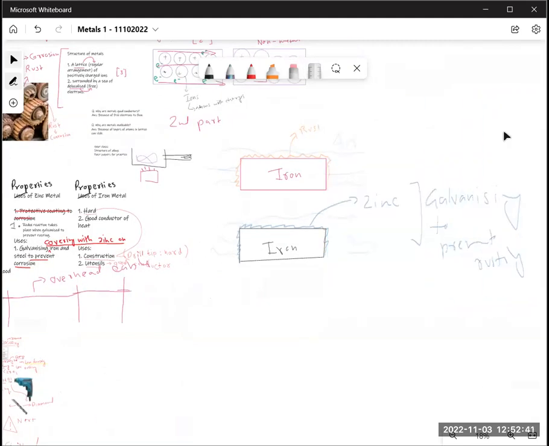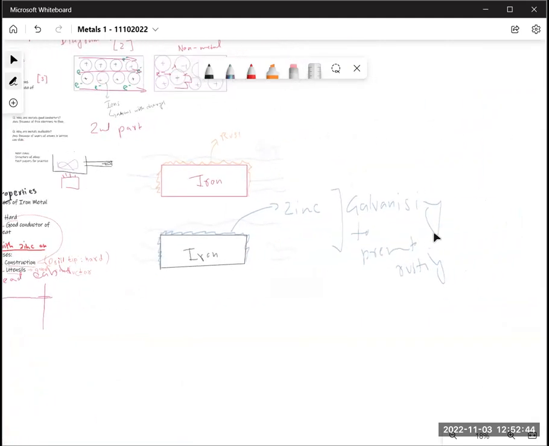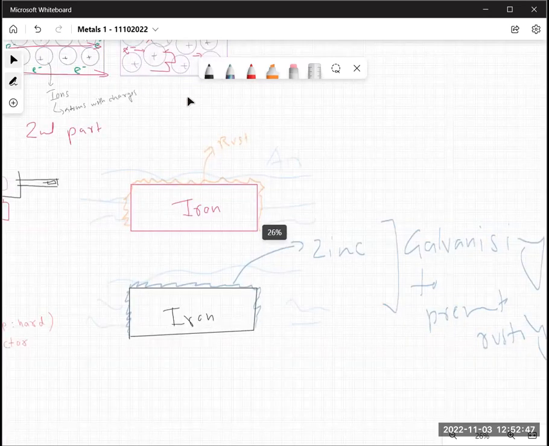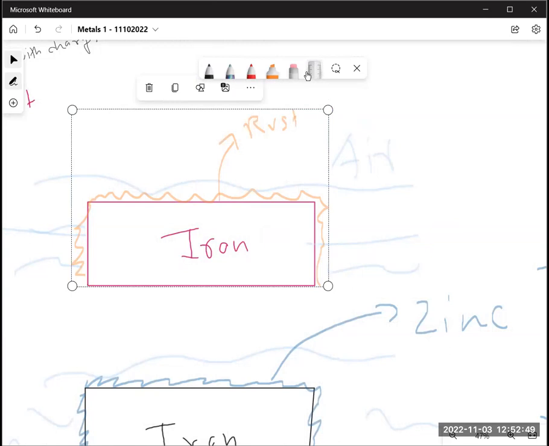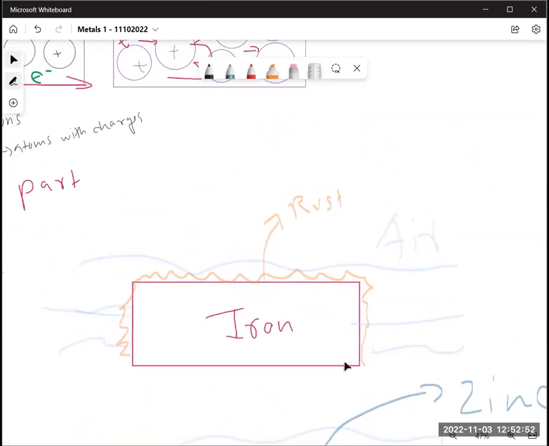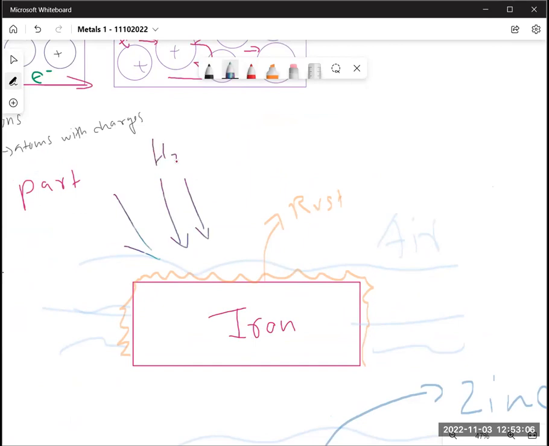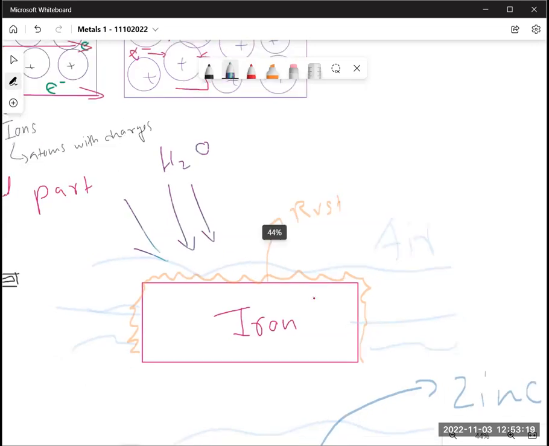Now, we were talking about what galvanizing means, right? Let's see what galvanizing means. If you have iron, what is this block called? This is a block of iron. Now, if I blow air on iron, and I put some water on it as well, H2O, then what will happen, Neha? If you have air and water, what will happen to the iron? Yes, it will rust.